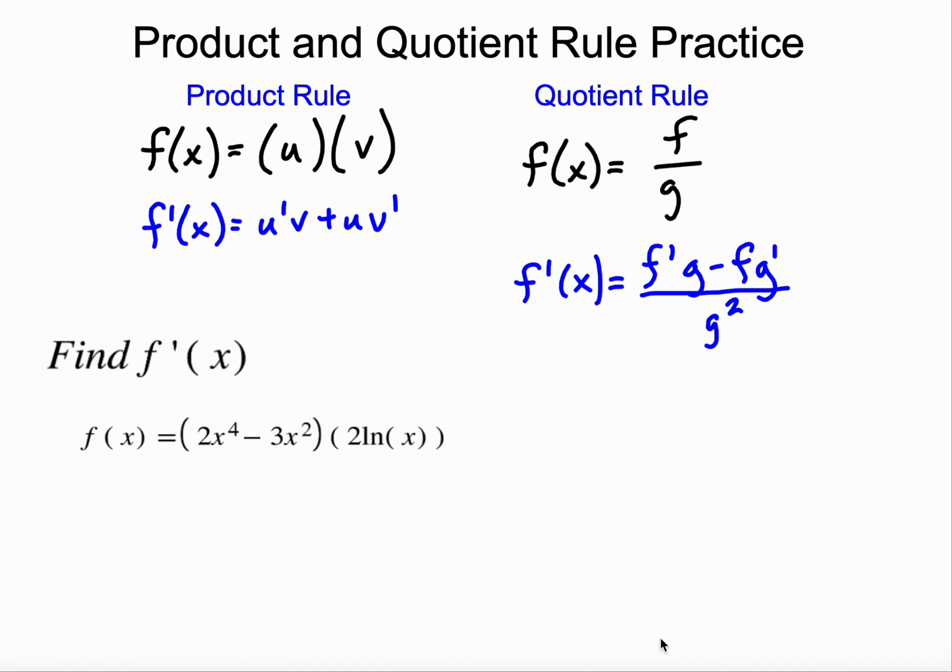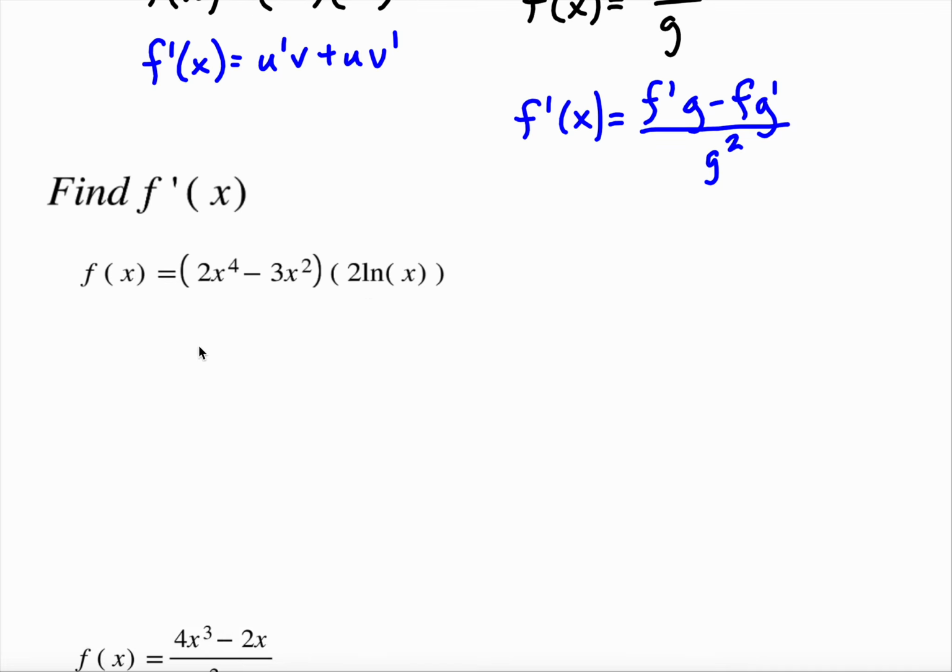Okay, let's look at finding the derivative, doing some product and quotient rule practice here. So we're going to look at different problems and first identify which rule we're going to use, but also ones that are going to require some algebraic simplifying as well. So if I look at this first problem here, we have our product rule and our quotient rule. This one definitely want to use the product rule.